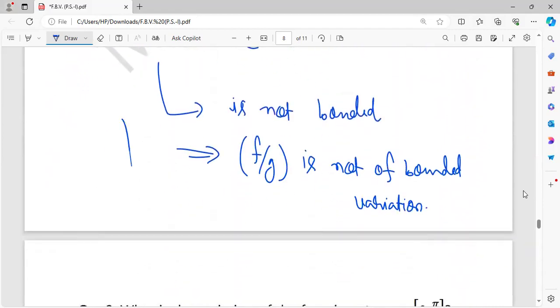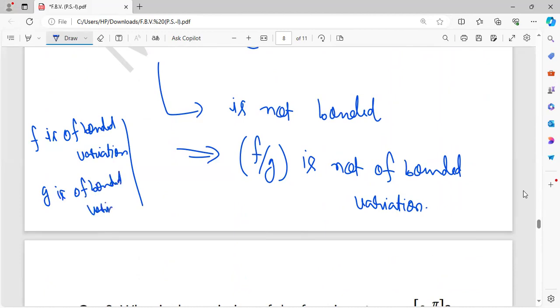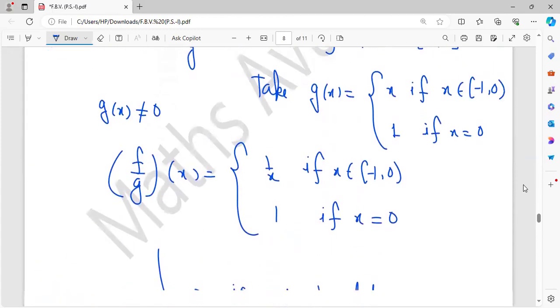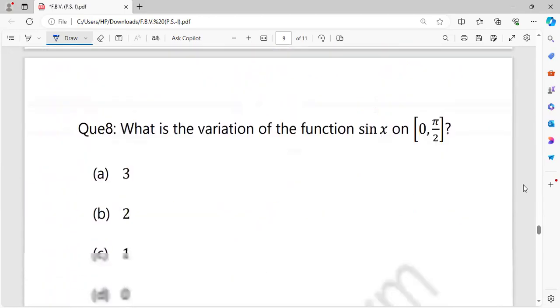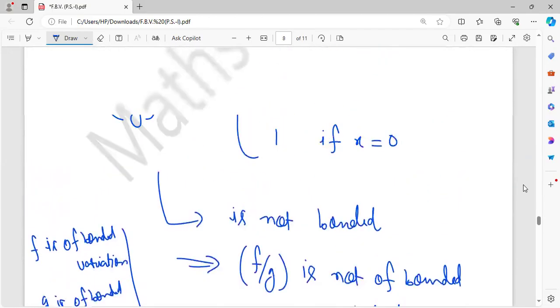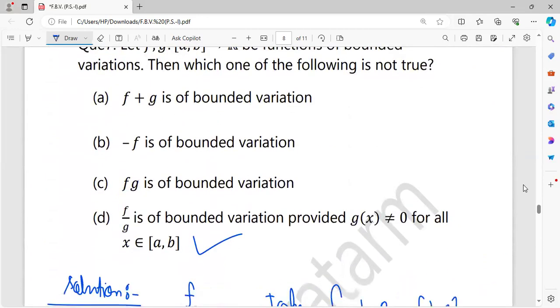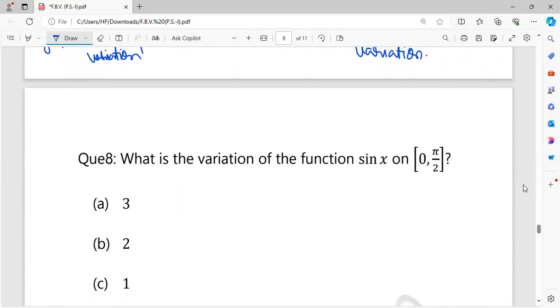So f is of bounded variation, g is of bounded variation, but f upon g is not bounded. So f upon g is not a function of bounded variation, because in the neighborhood of 0, 1 upon x will become infinity, minus infinity. Okay, so that is why it is not a function of bounded variation. So let's see the next question.